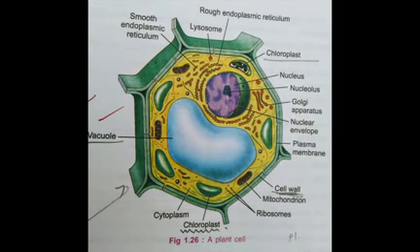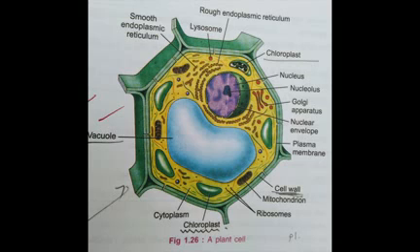Today I will start with the cell structure, that is the structural organization of a cell. Now cells, whether they belong to plants or animals, consist of three main regions. These are cell membrane, cytoplasm and nucleus.